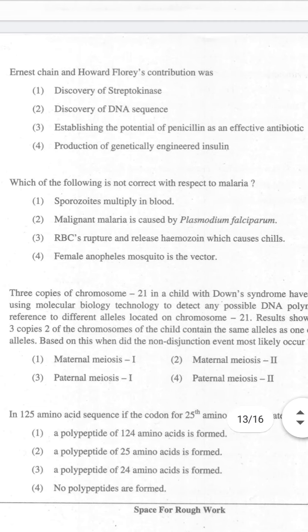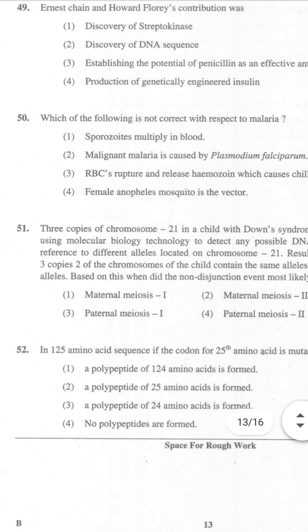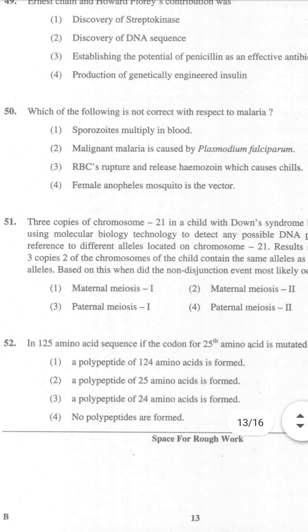Let's see the solution for this. Ernest Chain and Howard Florey were the scientists who followed the Alexander Fleming discovery of penicillin and established the potential of penicillin as an effective antibiotic. Hope you understood this one. Now let's move to the next question, the 50th question.